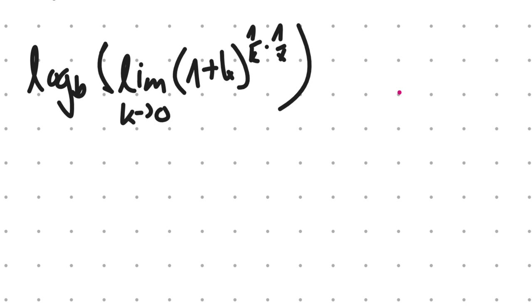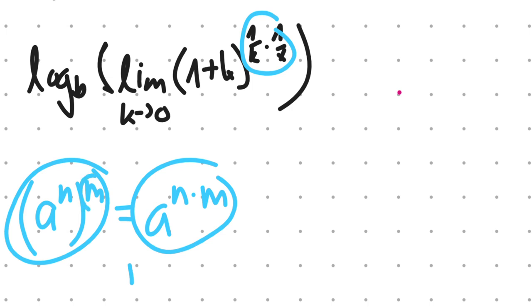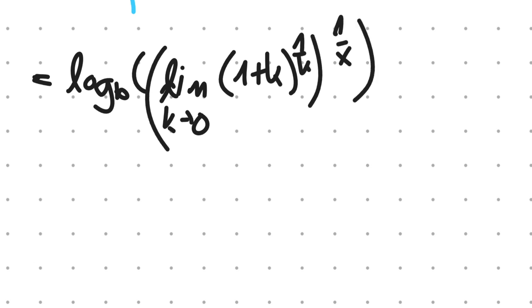Now, since we have another exponent rule, that when we have a number a and take it to another number n and take it to another number m, then we would have a to the n times m power. And since we have this one here, we can express it as this one, so that we have another exponent, and when we have a logarithm, we can take the exponent and take it as a factor in the front. So now we would have the logarithm of the base b of the limit as k goes to 0 of 1 plus k to the 1 over k to the 1 over x power.